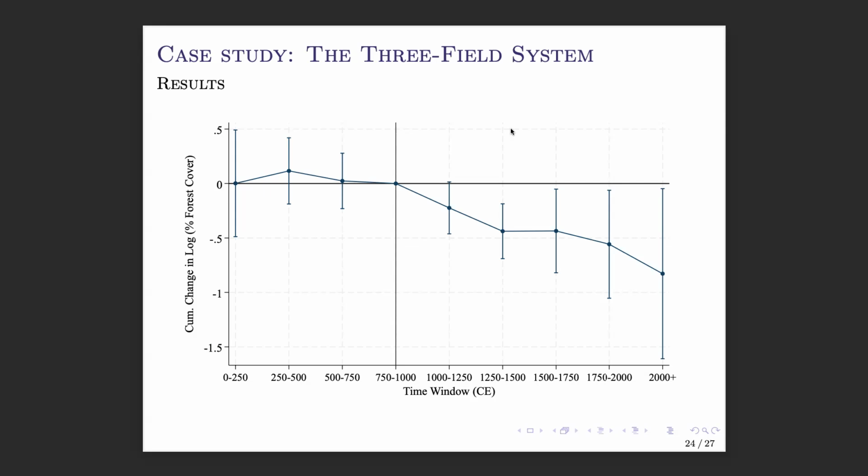But anyway, what we see here on the vertical axis is the same thing as before, the cumulative change in log forest cover. Looking to the left of the transition period, that's the vertical line, we see no evidence whatsoever of pre-trends. But then after the adoption of the system, we see a steady decline in forest cover, reaching, let's say, 0.75 log points if we go out all the way to 1,000 years after the introduction of the system.